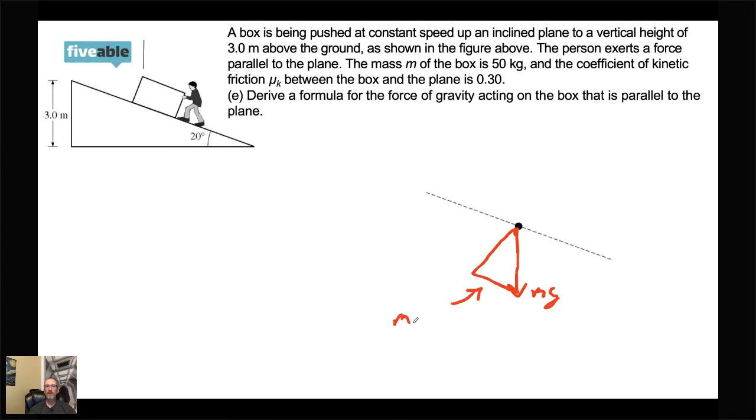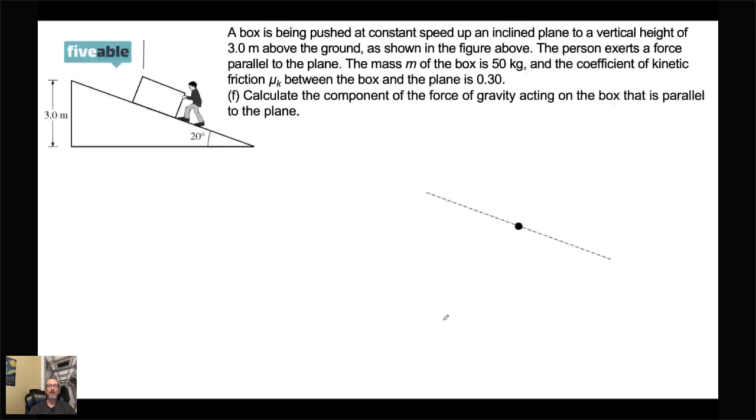We already said that this side is mg times the sine of the angle. So this would be the force of gravity acting on the box parallel. If you wanted to write an equation, you could say force of gravity parallel to the plane is equal to mg sine of the angle. They're really just asking what is the component of the force that is parallel to the plane. That's your formula. The next thing they're going to do is ask you to solve for that.